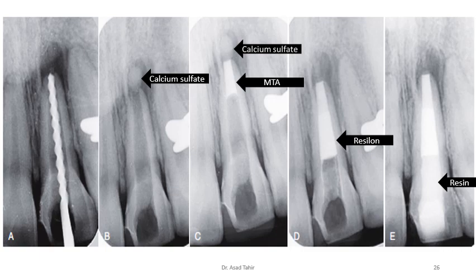A. The canal is disinfected with light instrumentation, copious irrigation, and a creamy mix of calcium hydroxide for 1 month. B. Calcium sulfate is placed through the apex as a barrier against which the MTA is placed. C. A 4 mm MTA plug is placed at the apex. D. The body of the canal is filled with the Resilon obturation system. E. A bonded resin is placed below the cementoenamel junction, CEJ, to strengthen the root.